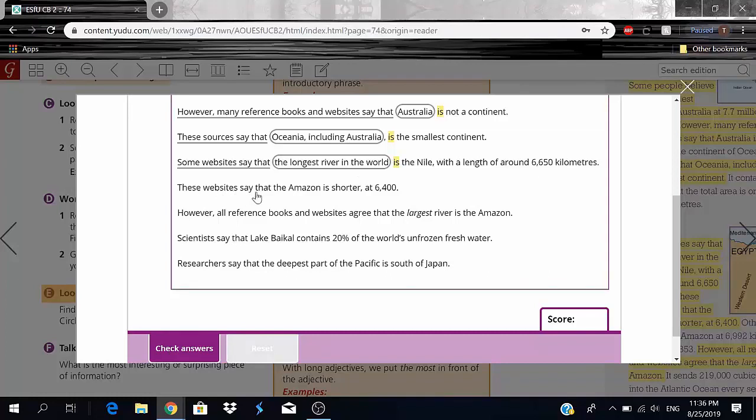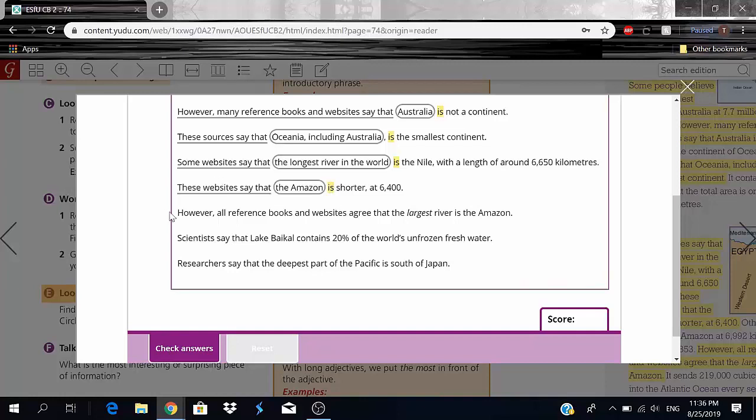"These websites say that," again, I'm going to underline it because that's our introductory phrase. "The Amazon is shorter at 6,400." So the Amazon, I'm going to circle that and then I'll stop. That's the subject. "Is" is the verb. Okay, "is shorter."